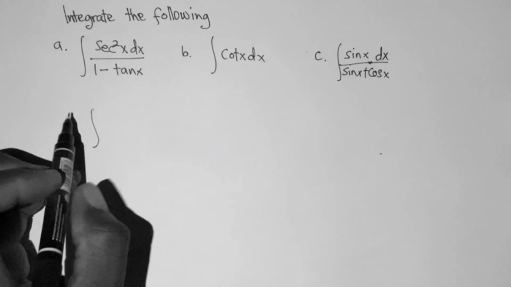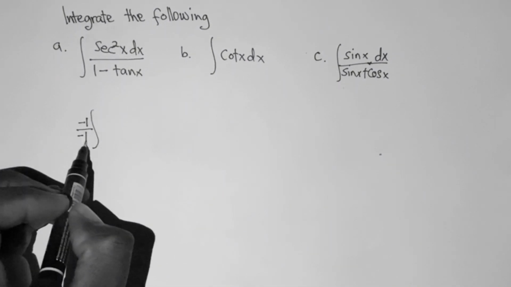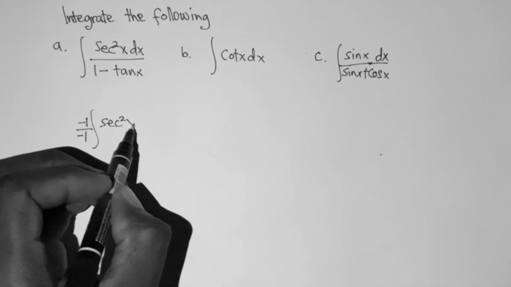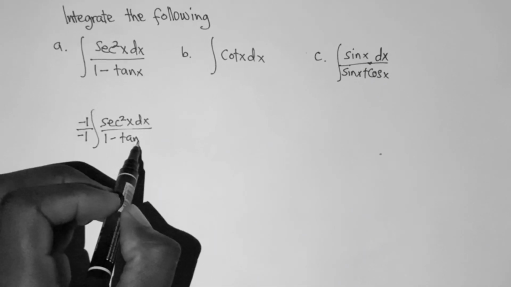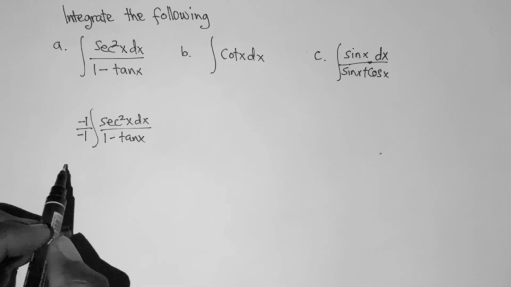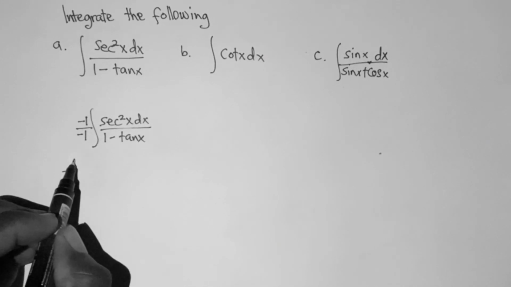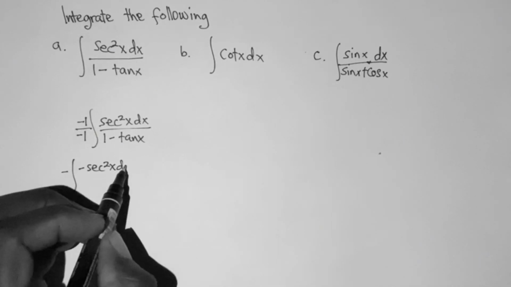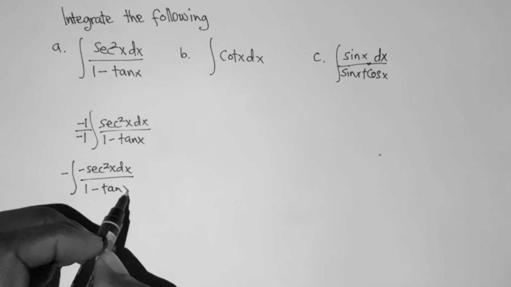So let's multiply both the numerator and the denominator by minus 1, so that this becomes sec squared x dx divided by 1 minus tan x. So now let me push one of the minus signs in, so this will become minus integral of minus sec squared x dx divided by 1 minus tan x.